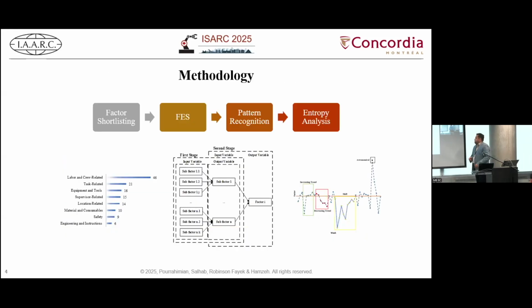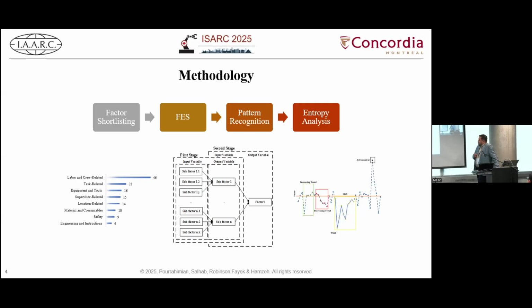Our methodology includes four major steps. First is the factor shortlisting. We did a comprehensive study on the factors that affect labor productivity, and we came up with 228 different factors under 8 different categories: labor and crew related, task related, equipment and tools, supervisor related, location related, material and consumables, safety, and engineering and instructions.